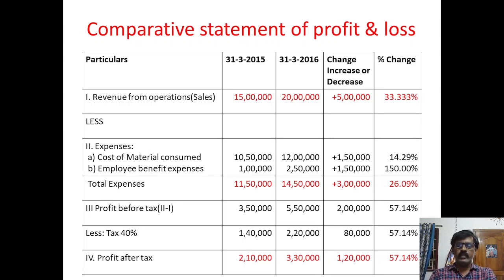So in this we can see some conclusions. The expenses have increased by 26 percentage. Total revenue has increased by 33.3 percentage. And the final result is that net profit after tax increased by 57.14 when compared to the first year. So this is the percentage of change from 2015 to 2016. Therefore, this is a good sign that the profitability of the concern is good.